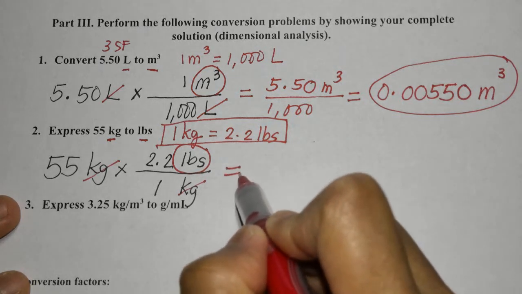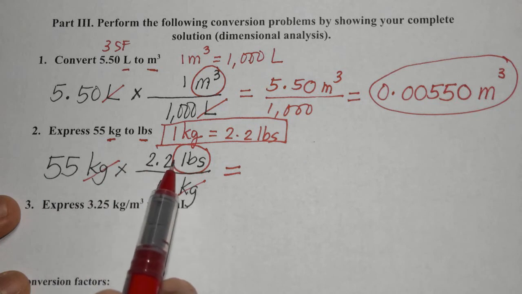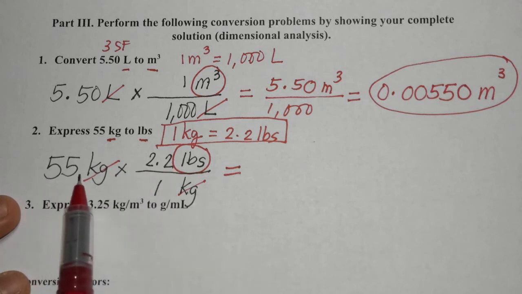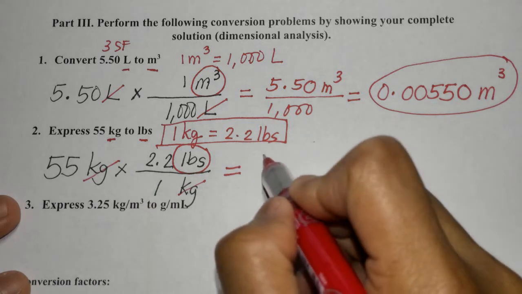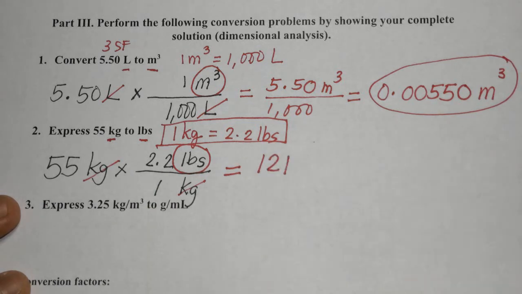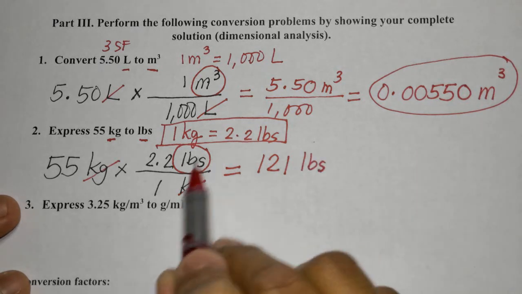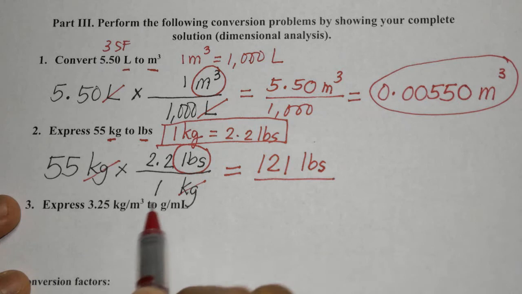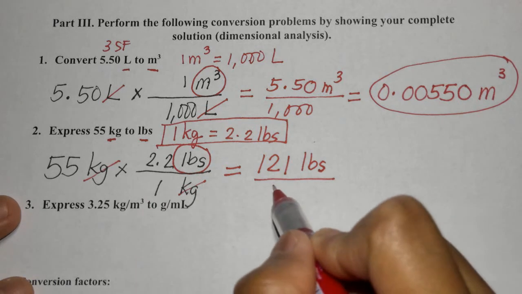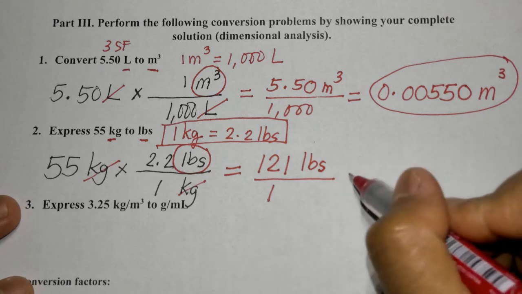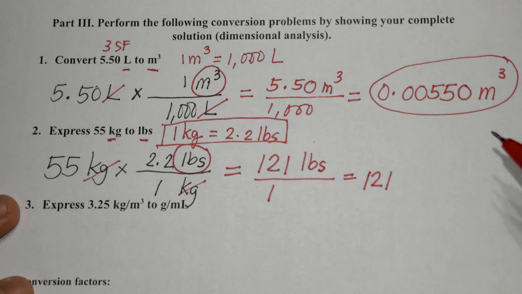So equals, and then we multiply all the numerator. So that's 55 times 2.2. In your calculator, you will get 121 pounds. Okay? You copy the unit over. What is the number we can see in the denominator? It's just 1. 1 over 1, that's just 1, because it's over 1.